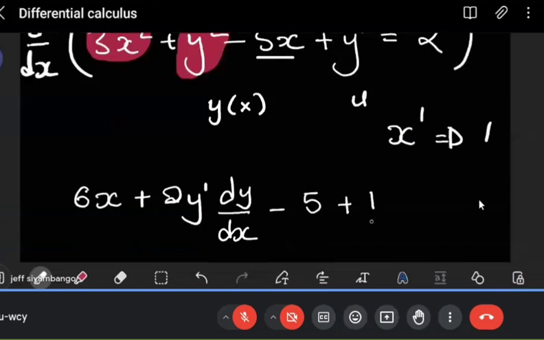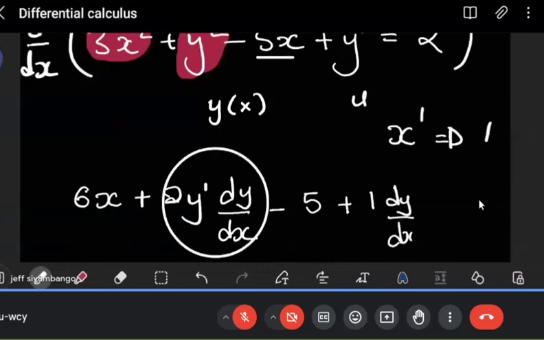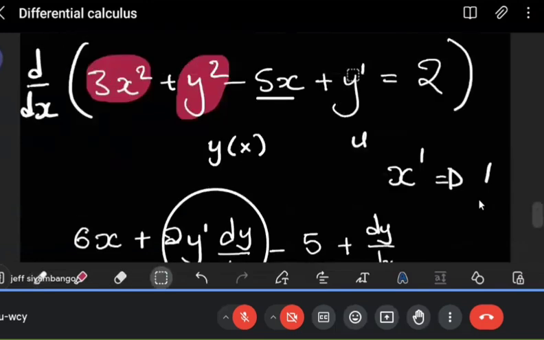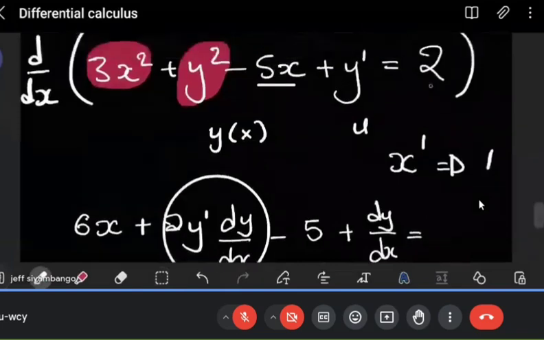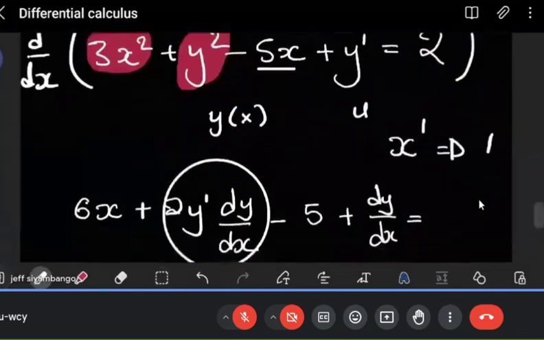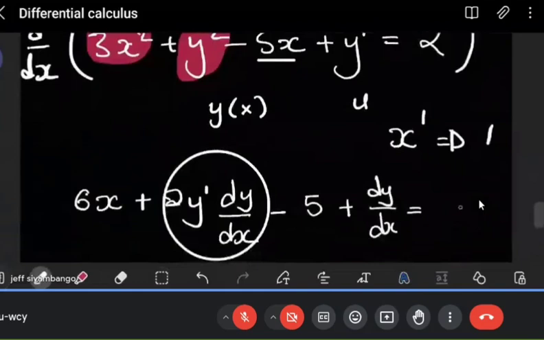But remember what I said here? Every time you differentiate y, what happens? You have to multiply by dy/dx. All in all, because this is a 1, it will just remain as dy/dx. So if you're differentiating y on its own, where the power is 1, then the answer will be dy/dx. Lastly, the right-hand side, it's a constant, that's a 2. So the derivative of a constant will be 0.